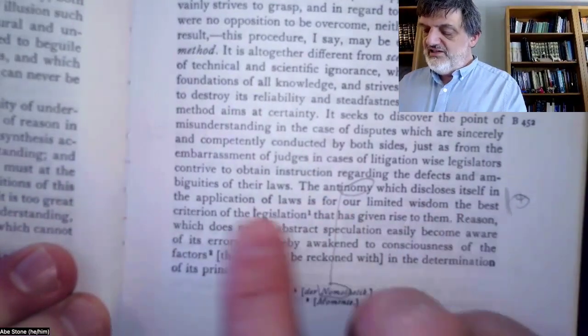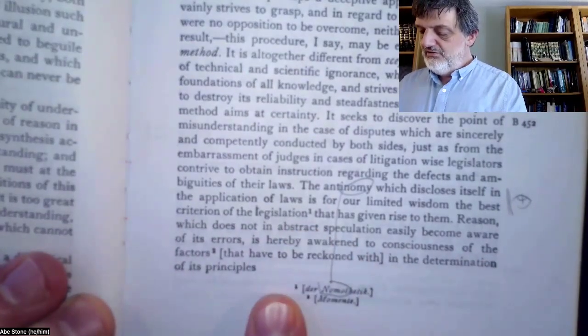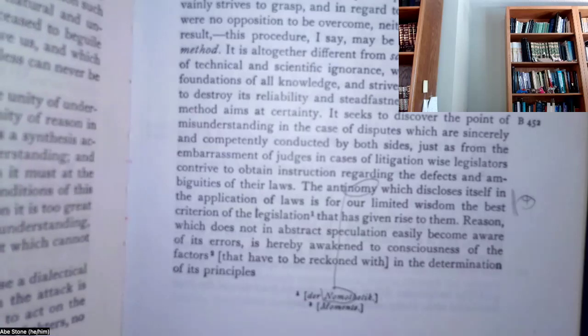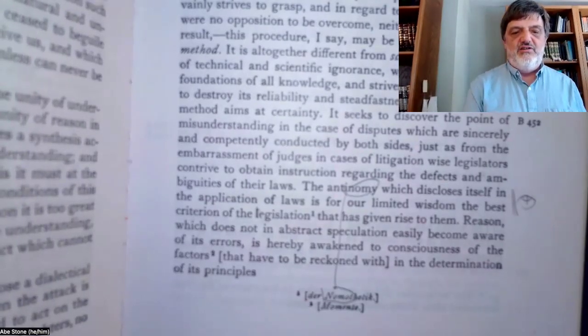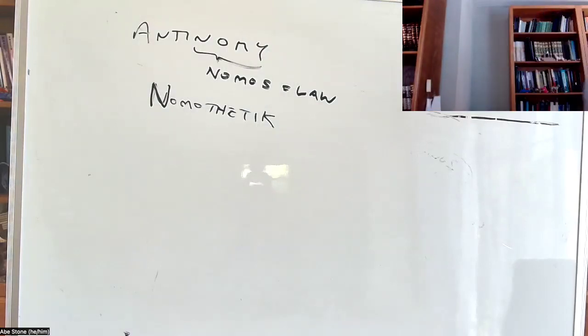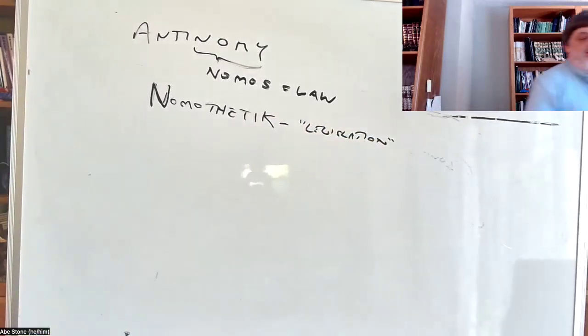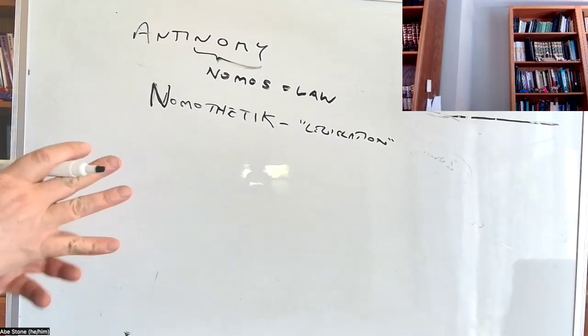The antinomy which discloses itself in the application of laws is, for our limited wisdom, the best criterion of the legislation. And as Kemp Smith's footnote indicates, the word he's translating as legislation is this German word, but it's not a normal German word. Sorry, you can't see what I wrote. This is the word that Kemp Smith translates here as legislation. This is basically a Greek word, written in German.